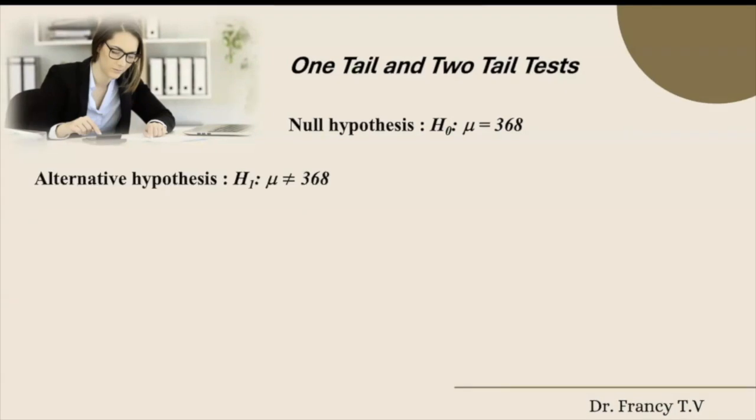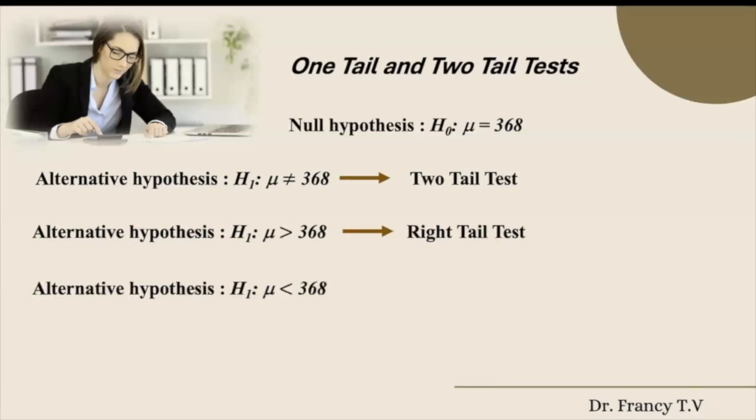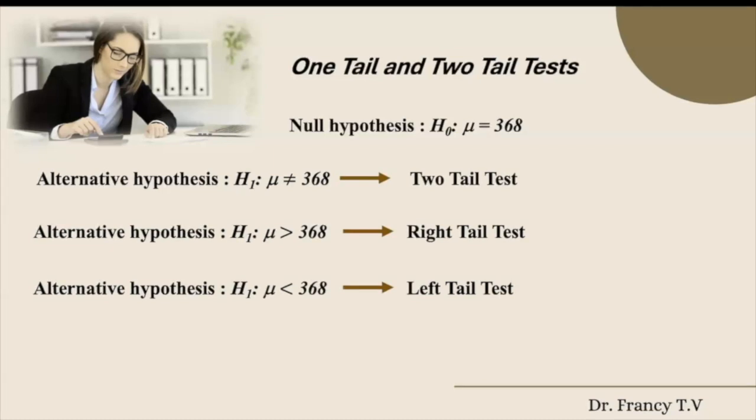If alternative hypothesis takes the form H1: mu not equal to 368, the test is called two-tail test. If alternative hypothesis takes the form mu greater than 368, the test is called right-tail test. Similarly, if alternative hypothesis takes the form mu less than 368, the test is called left-tail test. Combining right and left, in general, they are known as one-tail test.